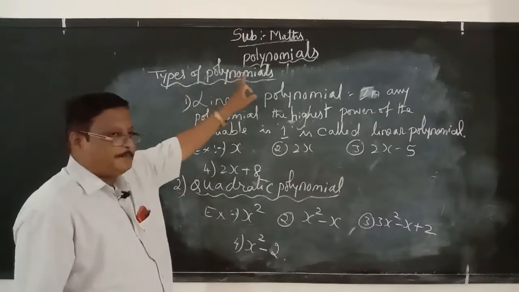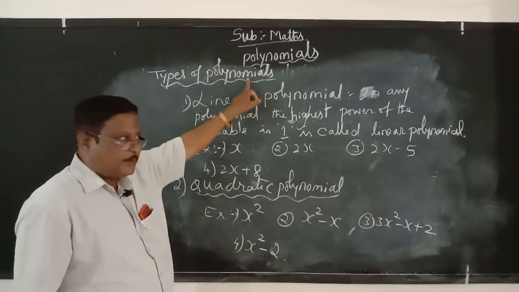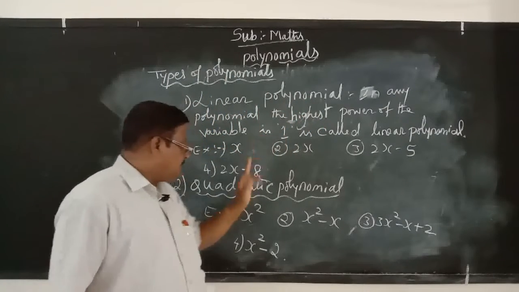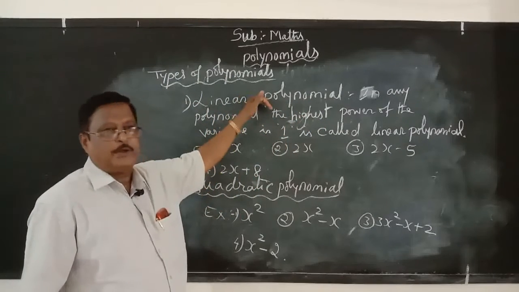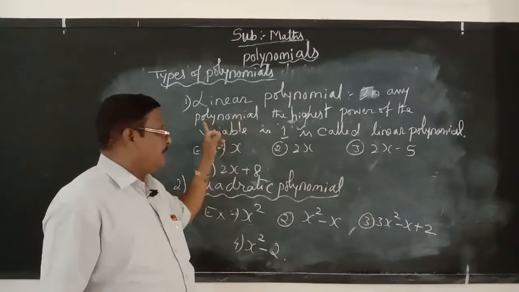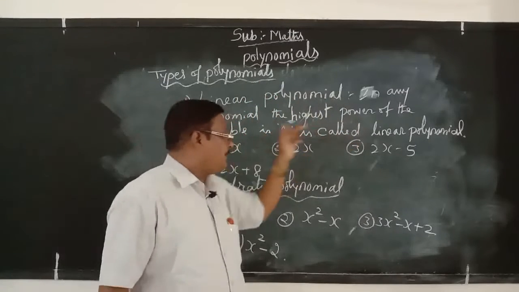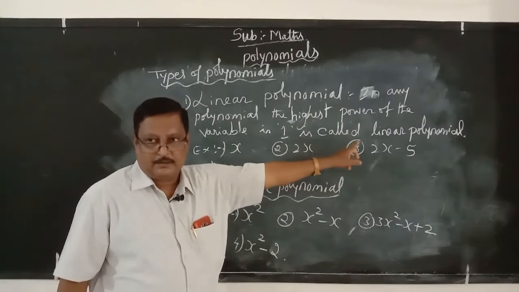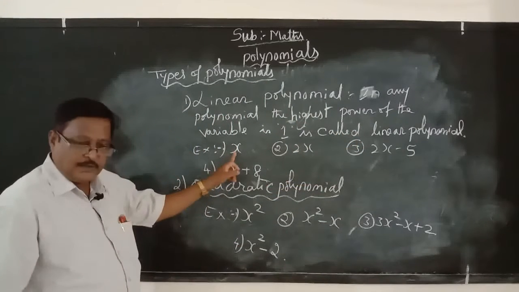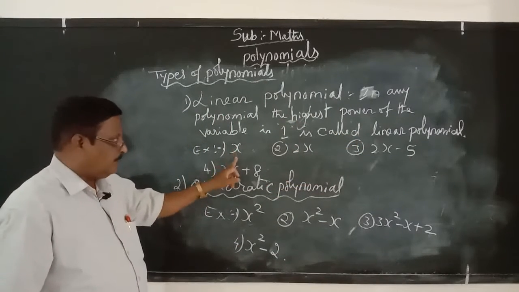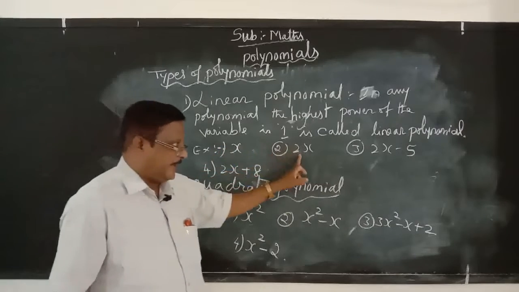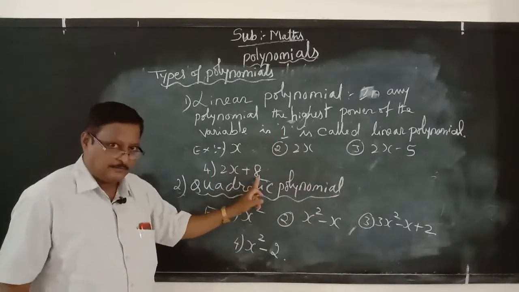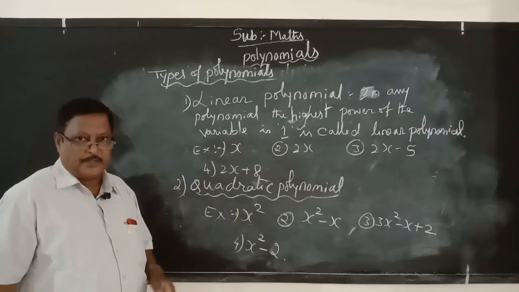Next, types of polynomials. In that, the first one is linear polynomial, the second one is quadratic polynomial. What is a linear polynomial? In any polynomial, if the highest power of the variable is 1, it is called a linear polynomial. Linear polynomial examples: number 1, x; number 2, 2x; number 3, 2x minus 5; number 4, 2x plus 8.